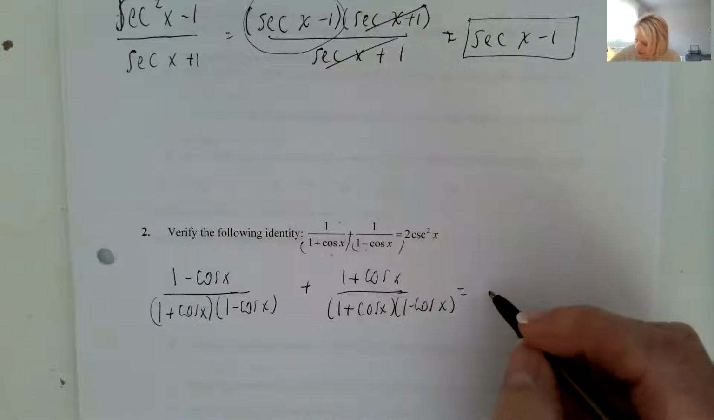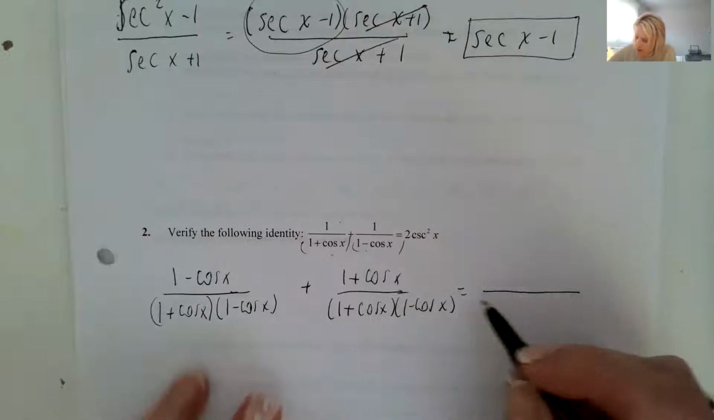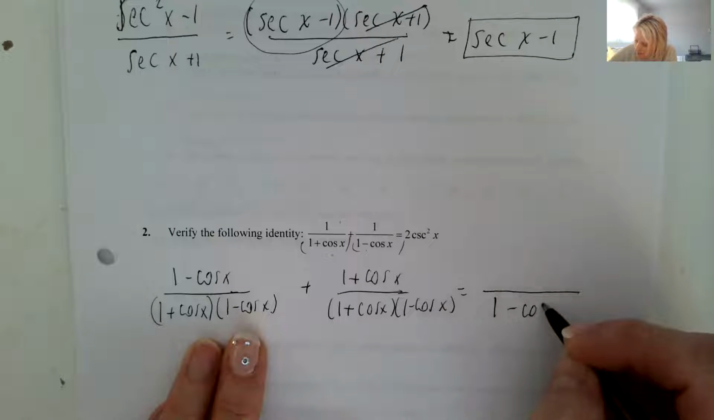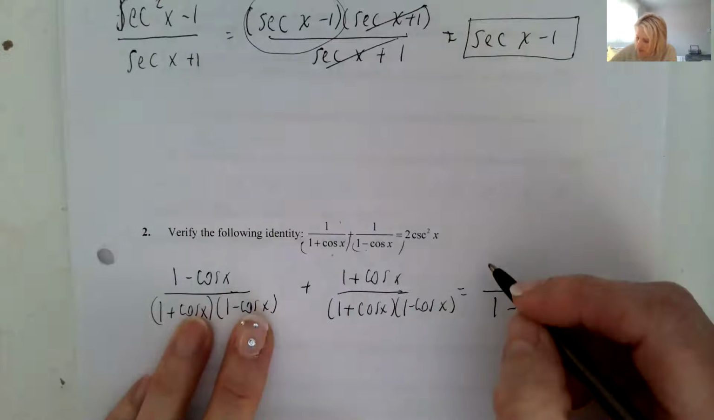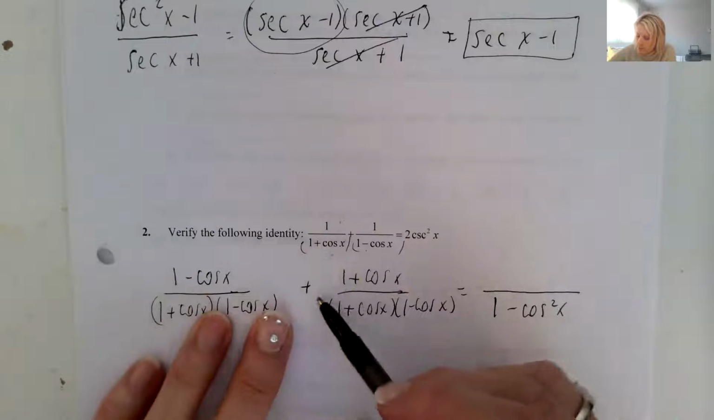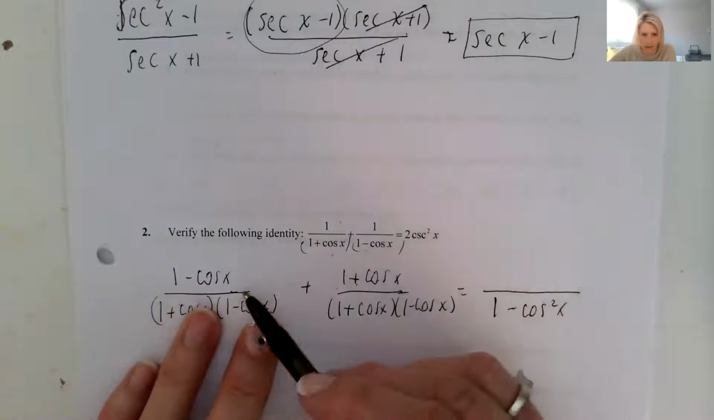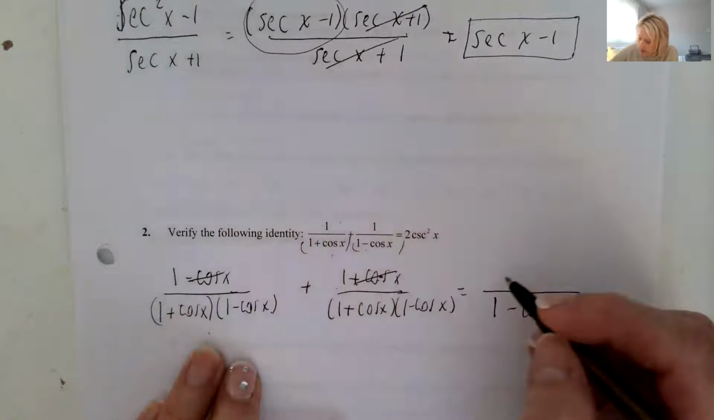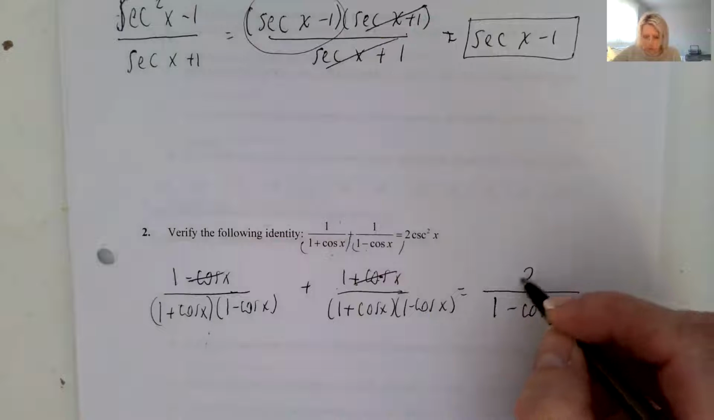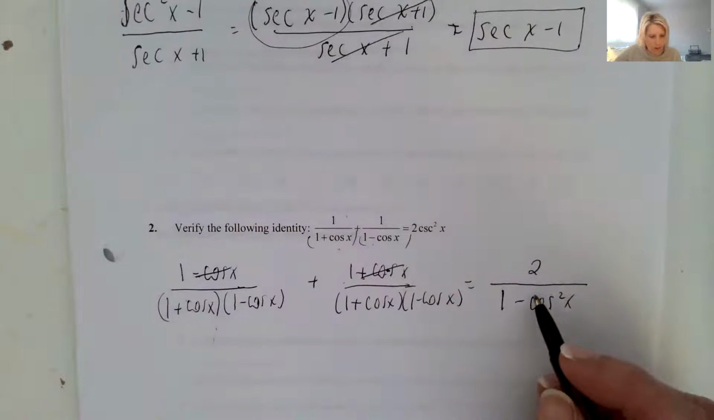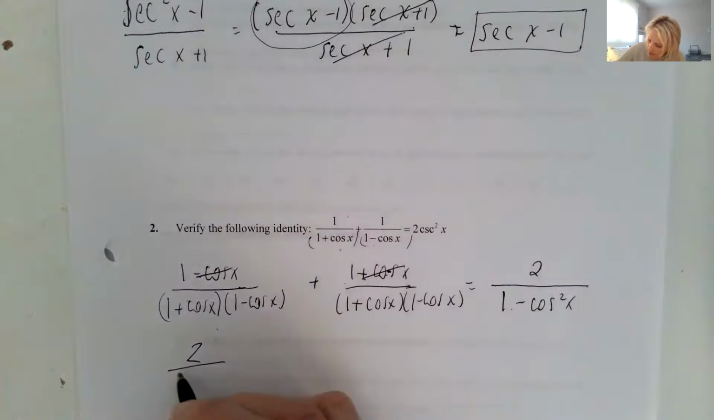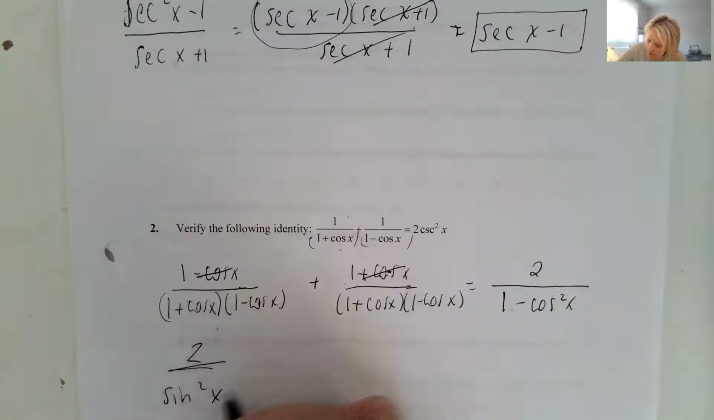And then when we add them together, the denominator is going to multiply to be a difference of squares, so 1 minus cosine squared x. And on the top, we're going to have 1 plus cosine x plus 1 minus cosine x. So the cosine x's will cancel out, and we'll end up with 2 over 1 minus cosine squared x. 1 minus cosine squared x is the same as sine squared x.